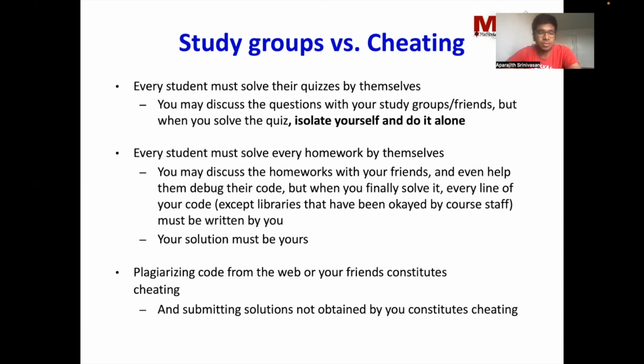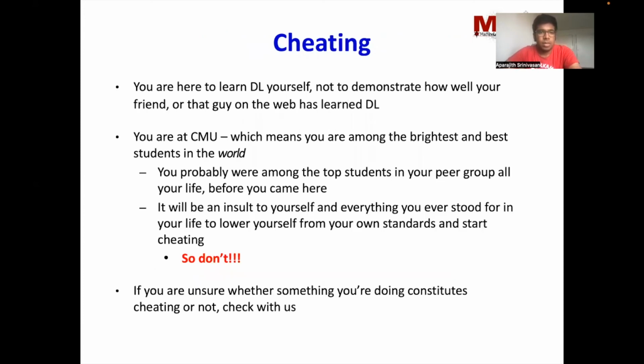Be sincere to yourself. You are here to learn deep learning by yourself and not to demonstrate how well your friend or some random guy on the web knows deep learning. If you are here at CMU, that means you are one of the best students in the world. So if you actually start cheating now, it'll be an insult to yourself and everything you stood for, and you'll be actually lowering your own standards. So please don't cheat. If you are in a pickle and do not know if what you're about to do constitutes cheating or not, please check with us. We are always here to help you.